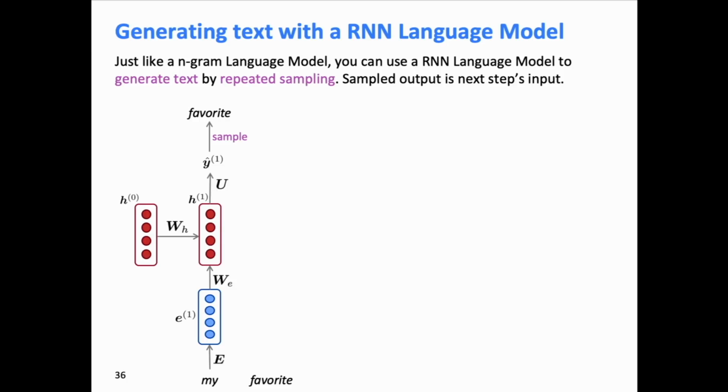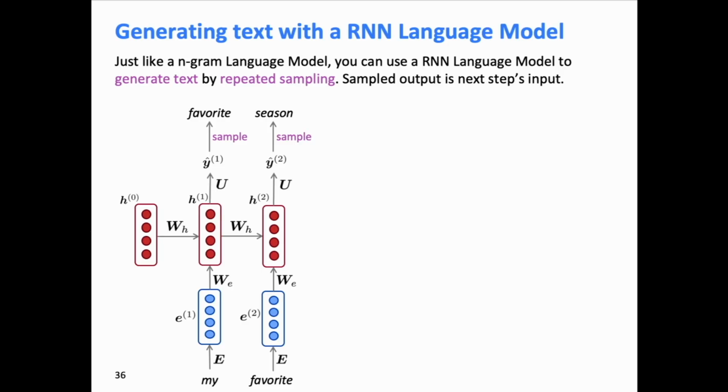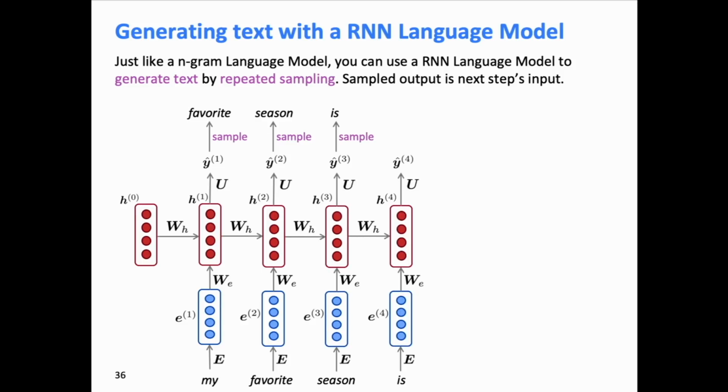So we feed favorite into the second step of the RNN, we get a new hidden state, and again we get a new probability distribution, and from that we can sample a new word. So we can just continue doing this process again and again, and in this way we can generate some text. So here we've generated the text, my favorite season is spring, and we can keep going for as long as we like.